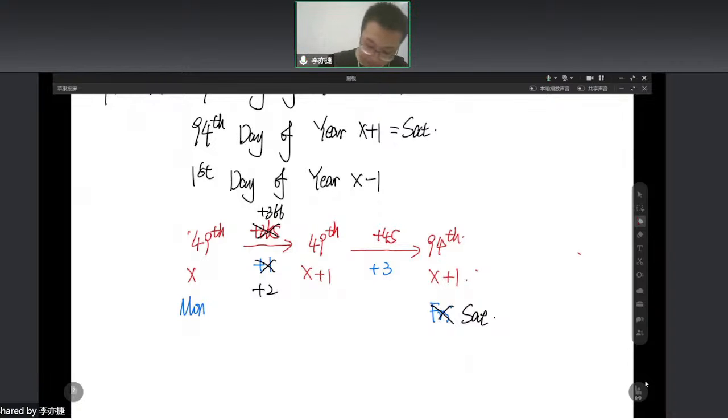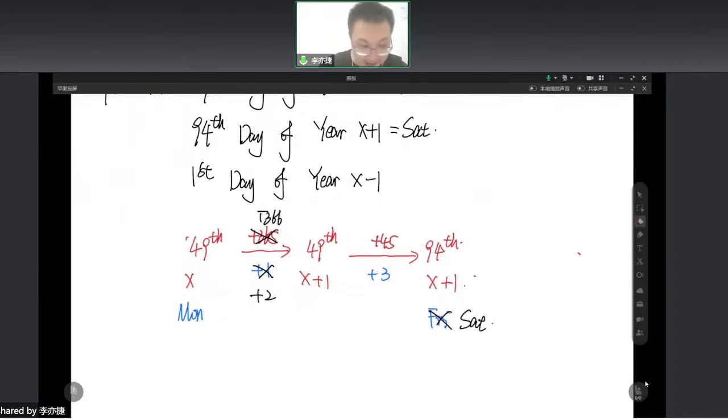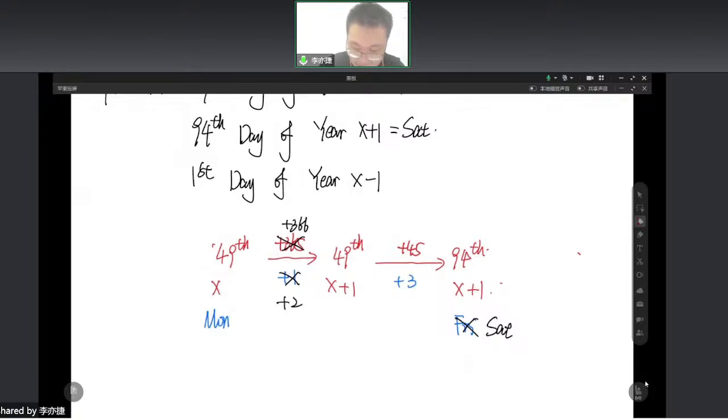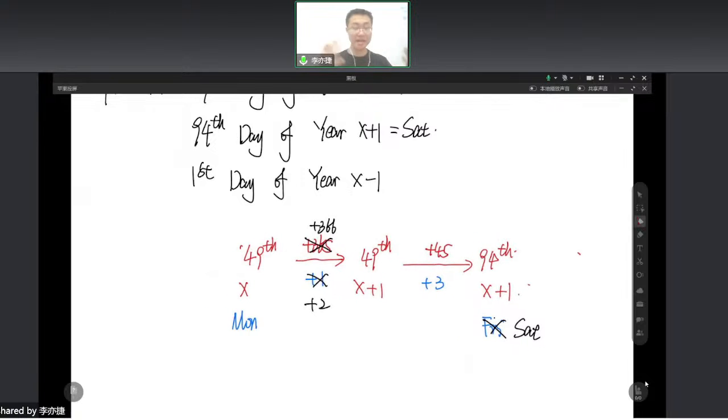Okay. So the key point is this sentence tells us this year X is not a normal year, which ensures that the year X minus 1 is a normal year. So if we trace it back, we want to get the first day of year X minus 1. But instead, maybe we first spend the whole year.